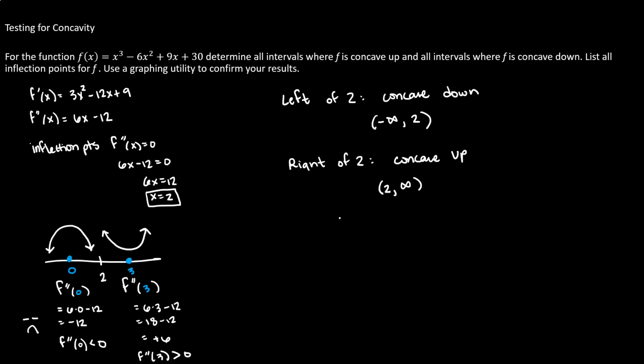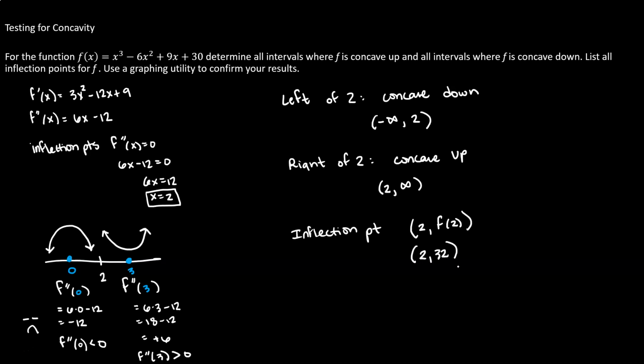And then it says to list the inflection point, so let's go ahead and list that. That happens at x equals 2, and then we could plug 2 into our original function to find the y value of that point. So we would have 2 cubed minus 6 times 2 squared plus 9 times 2 plus 30 to get 32. So our inflection point is at (2, 32).